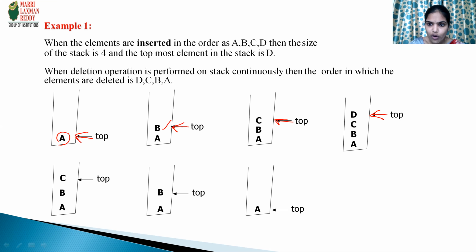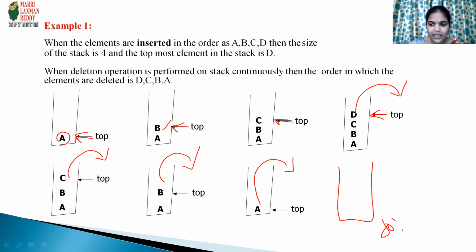Now if I perform the pop operation, D will be removed. Next C will be removed. Next, again if I perform pop operation, B will be removed. Next, again if I perform pop operation, A will be removed. After that we have an empty stack where top is decremented to minus 1.